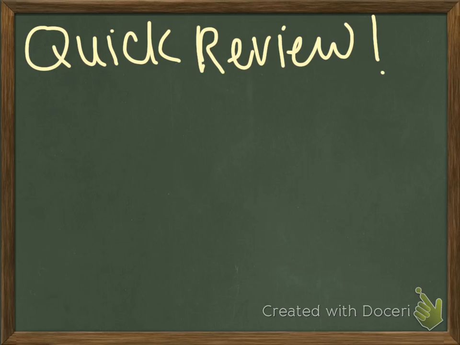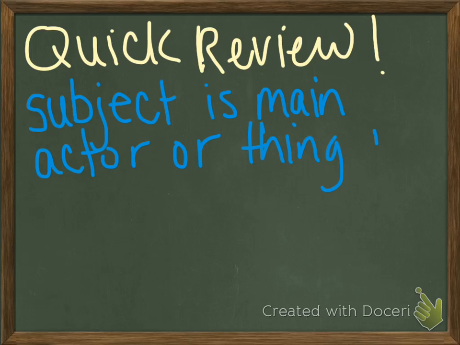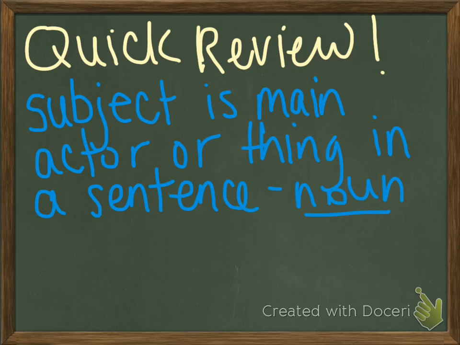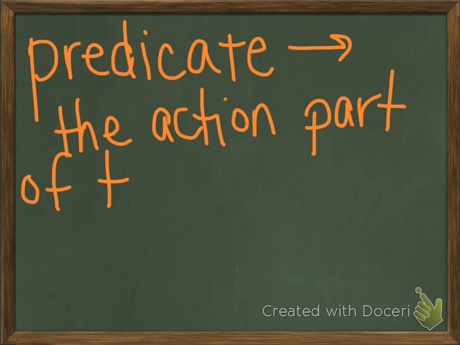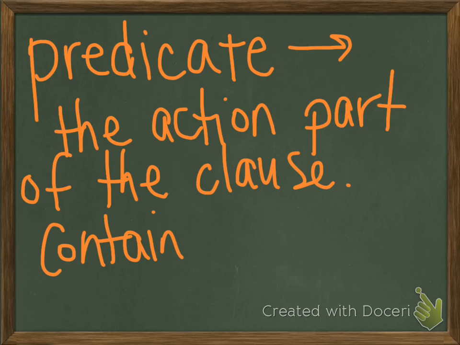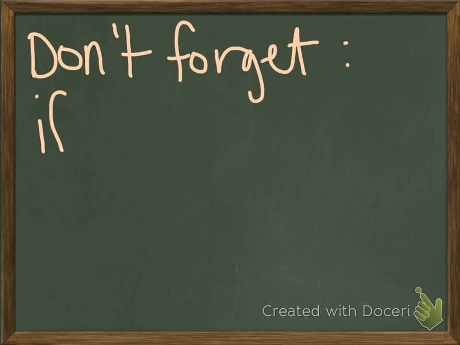And if you don't remember what those are, a subject is the main actor or thing in a sentence. It is always a noun, or maybe 2 nouns. It could be 2 people, 2 things, but either way, it's the main actors. And the predicate is the part of the sentence that contains the action. It is everything but the subject, and it will always have some kind of a verb. So a clause has to have both of those.